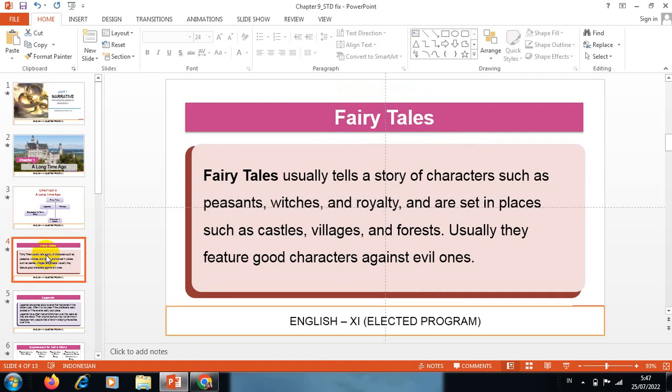So, what do you know about fairy tales? Fairy tales usually tell a story of characters such as peasants, witches, and royalty, and are set in places such as castles, villages, and forests. Usually, they feature good characters against evil ones.